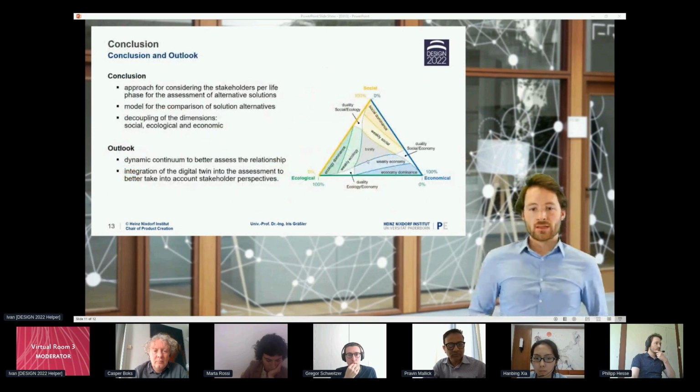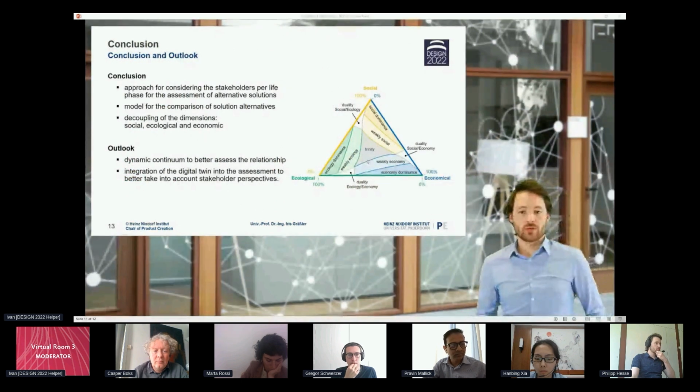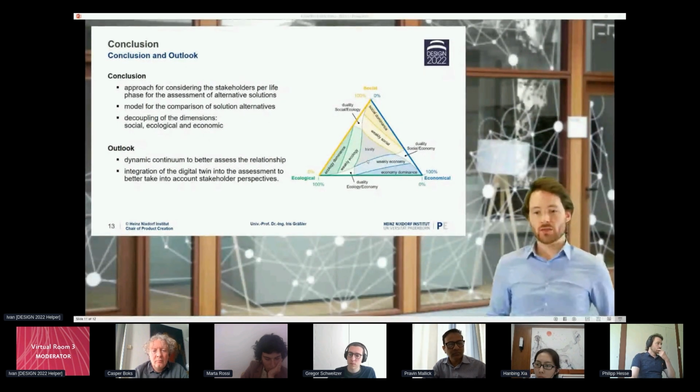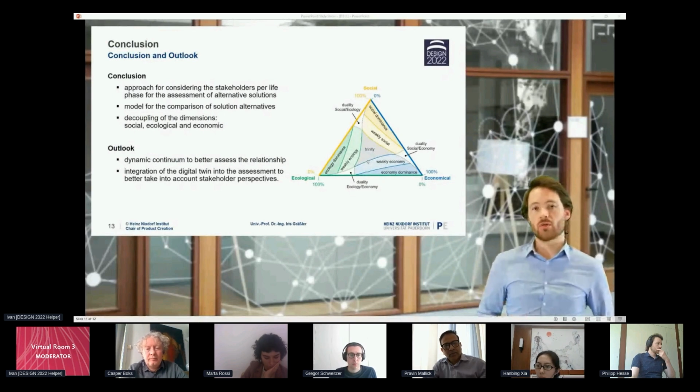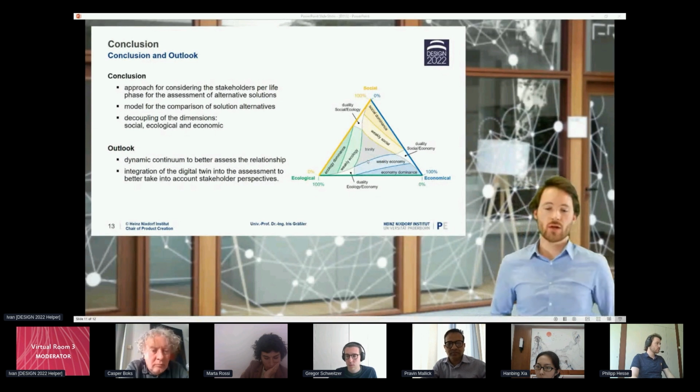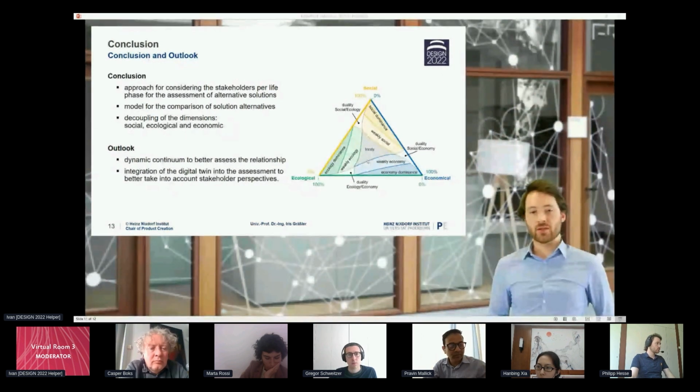So let's come to the conclusion. I've presented the approach of the assessment of solution alternatives in early stages of product engineering, and these models and the reference and the results are presented in the decoupled sustainability triangle, and address the ethical challenge.